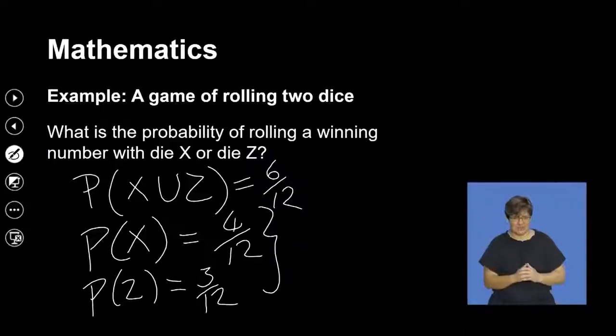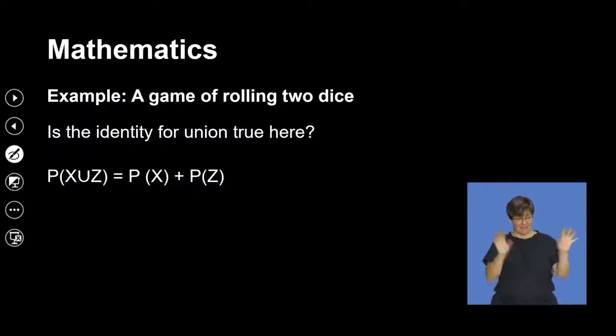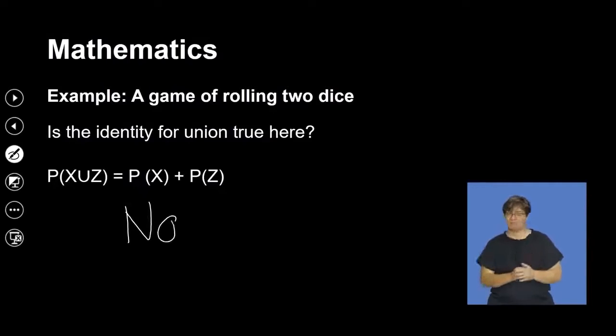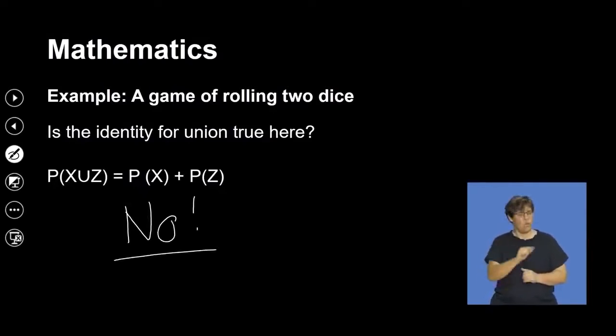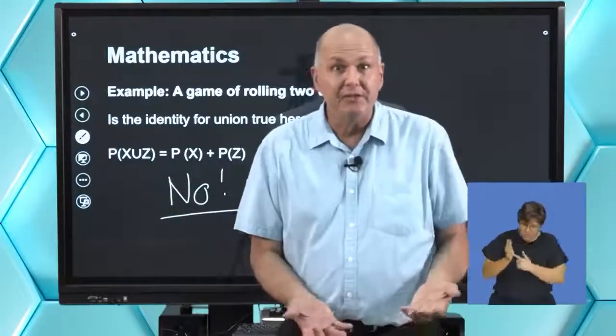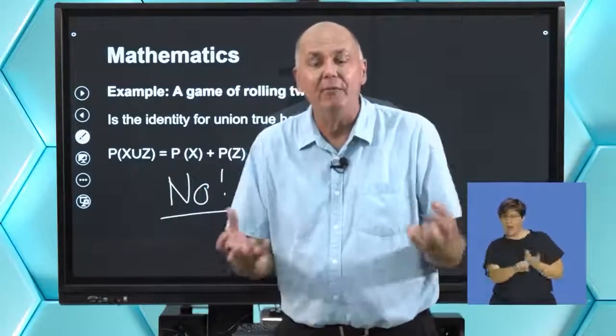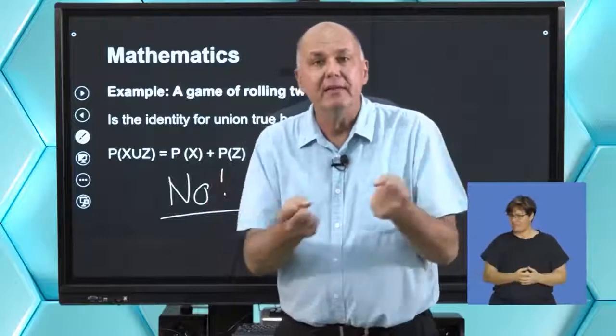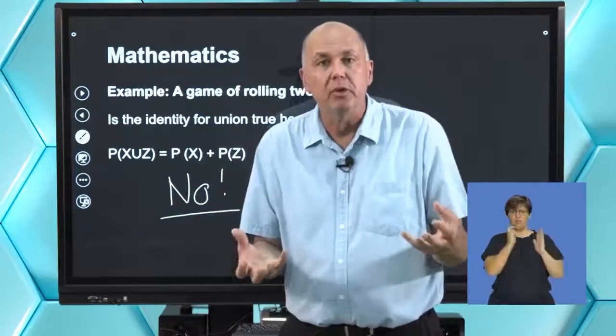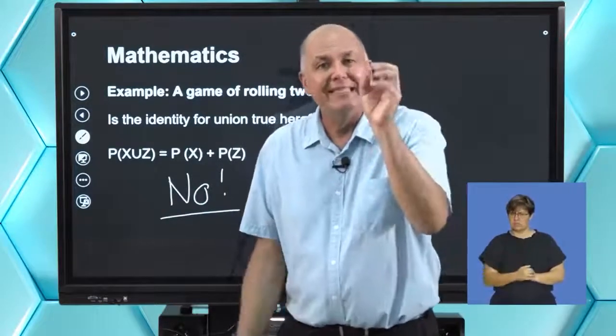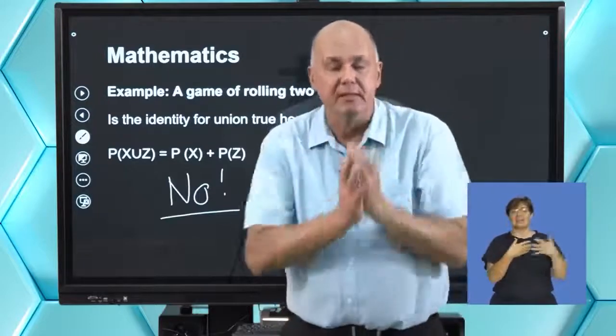So let's be very clear. Is the identity for union true? And the answer is definitely no. It is not true. We've shown you the values. So what conclusions can we make? What is the thing that is breaking the rule here? Well, it's that idea of dealing with what's in the intersection.